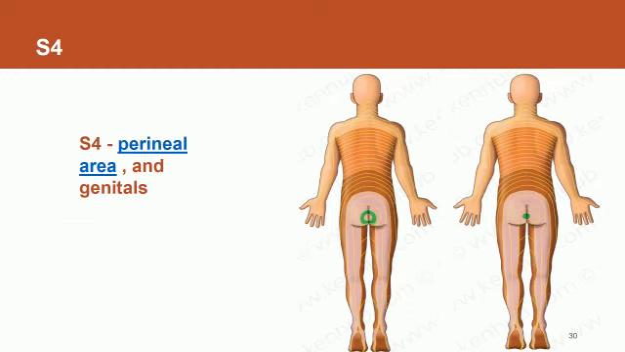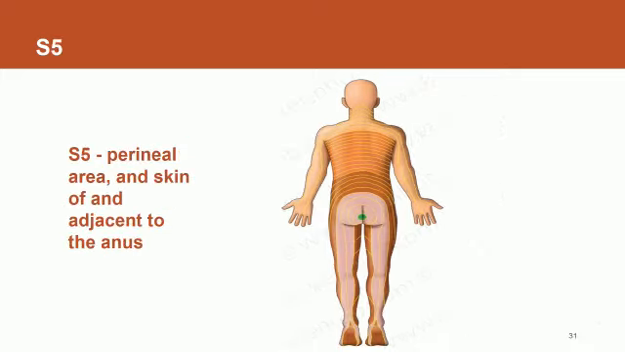S4 supplies the perineal area and genitals. S5 supplies the perineal area and skin of and adjacent to the anus.